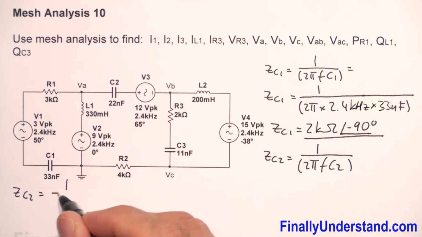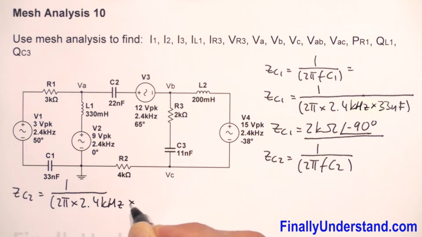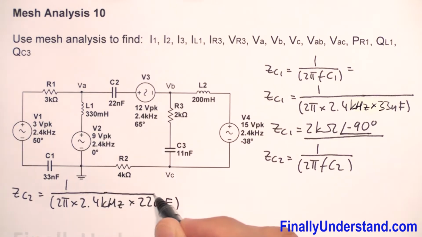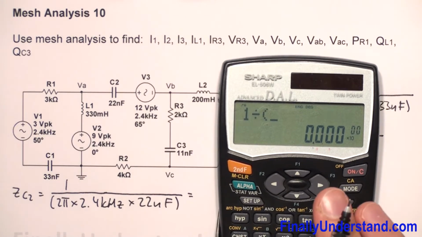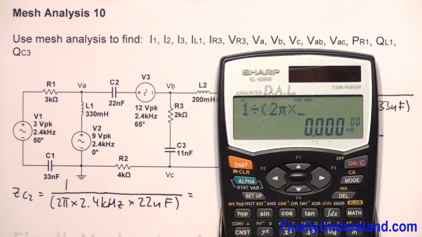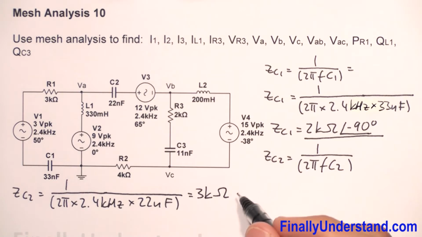ZC2 is equal 1 divided by, open parenthesis, 2 pi times the frequency 2.4 kilohertz times C2, which is equal 22 nanofarads. Okay, so this is equal 1 divided by, open parenthesis, 2 pi times 2.4 exponent 3 times 22 exponent 9 negative. This is equal 3 kiloohms, we can say, okay? So this is 3 kiloohms and angle of negative 90 degrees.